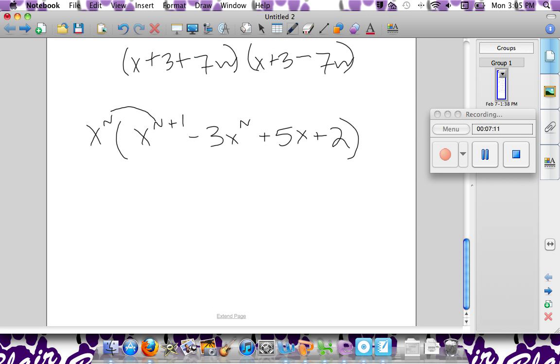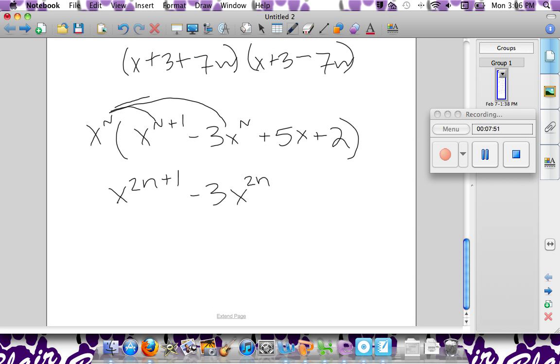x to the n times x to the n plus 1, and our rules say that when we multiply powers of the same base, we add the exponents. So when I take x to the n times x to the n plus 1, I have x to the, keep the base the same, add the exponents, n plus n is 2n, and then I just have plus 1. I'm going to do the same thing with this x to the n and that negative 3x to the n. So negative 3, x times x, keep the bases the same, add the exponents. n plus n is 2n.